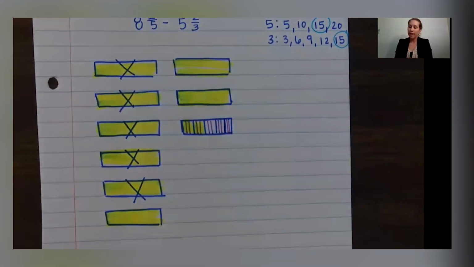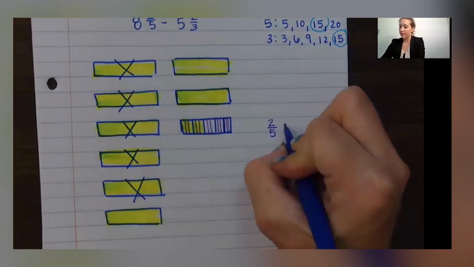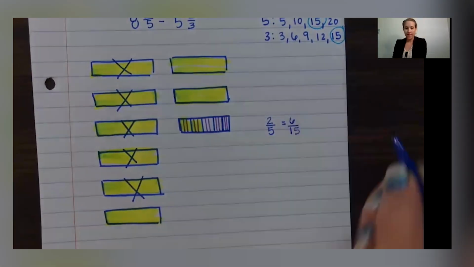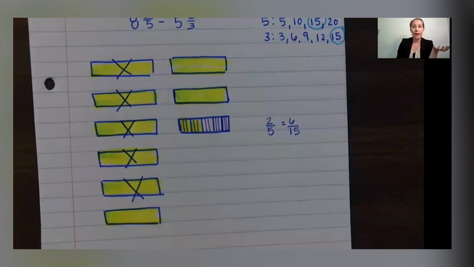So how many 15ths is 2/5? Did you say 2/5 equals 6/15? That is correct. Those two numbers are equivalent. Great. So now all we have to do is subtract 2/3.